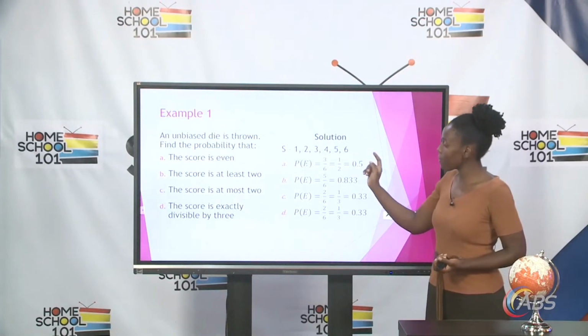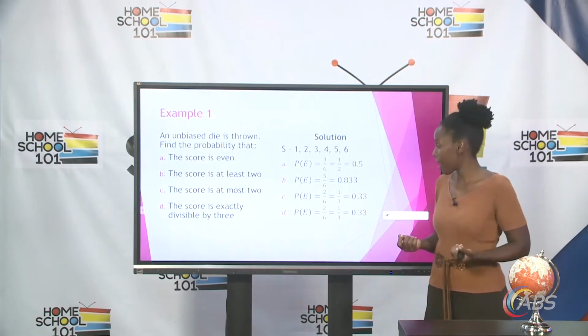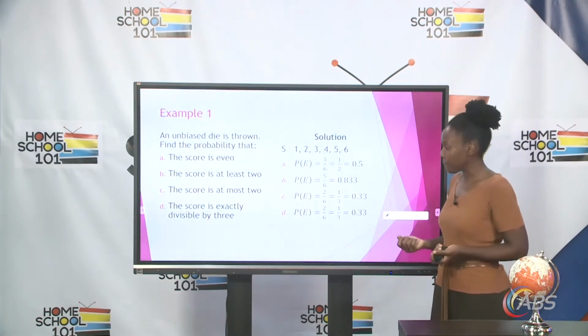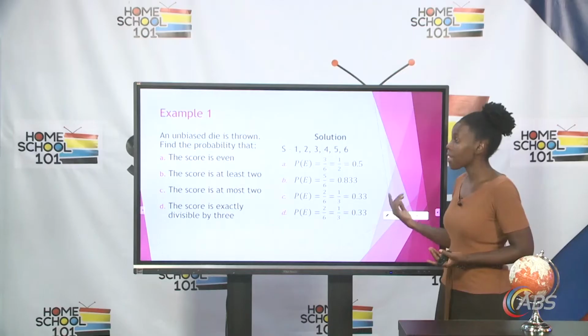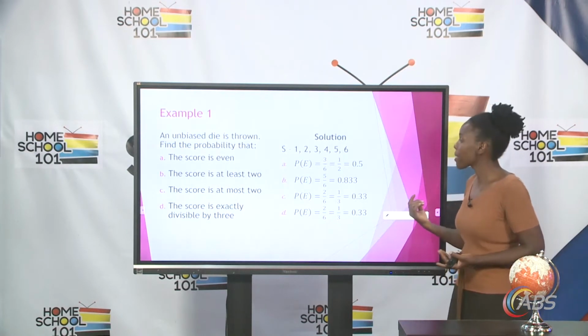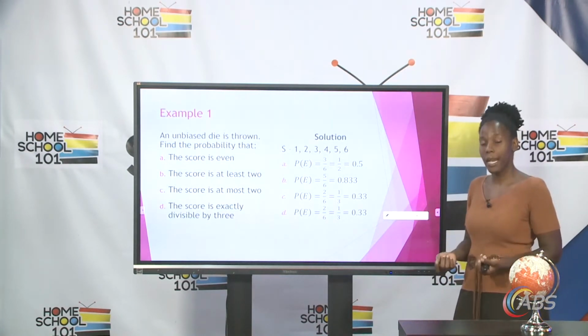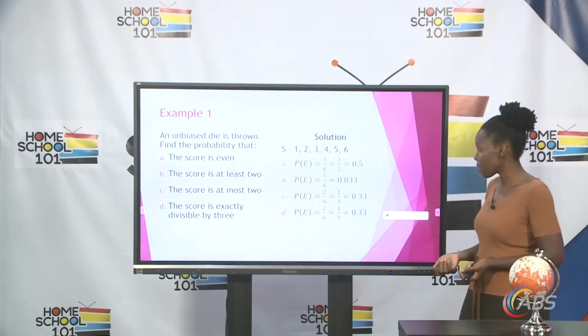So that is 3 divided by 6, which gives me a half, which is 0.5. So the probability is 0.5, or there is a 50% chance that the score is even. Because remember, we stated that probabilities can be expressed as a percentage.